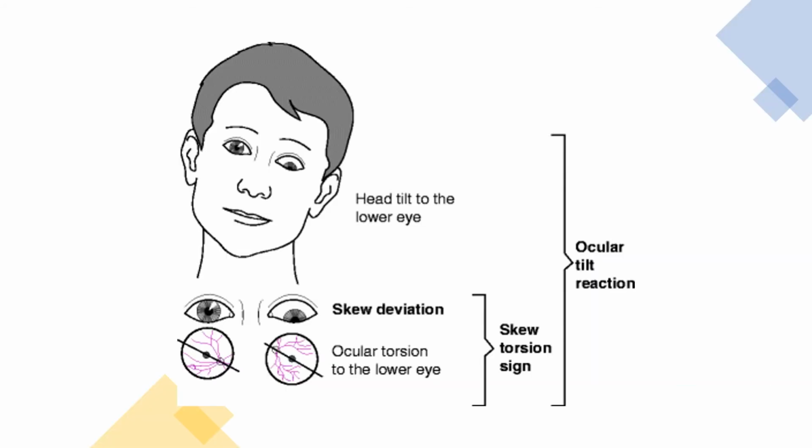This is a complete ocular tilt reaction. There is head tilt to the lower eye. Skew deviation means that one eye sits lower than the other, and ocular torsion to the lower eye, which can be seen on fundoscopy.